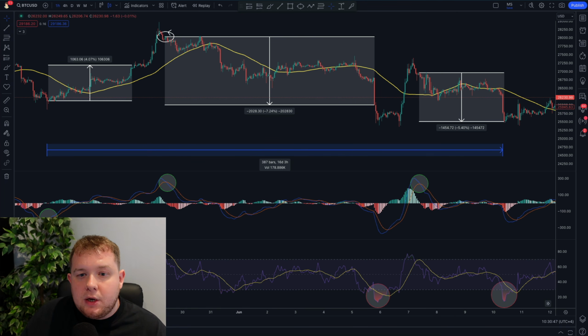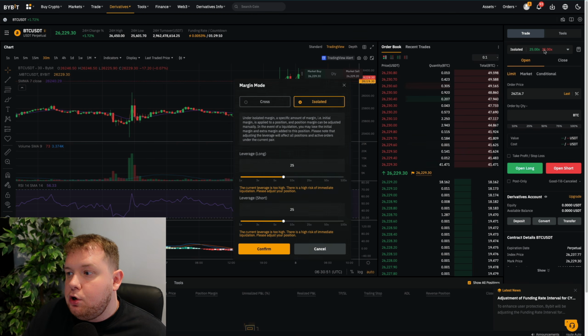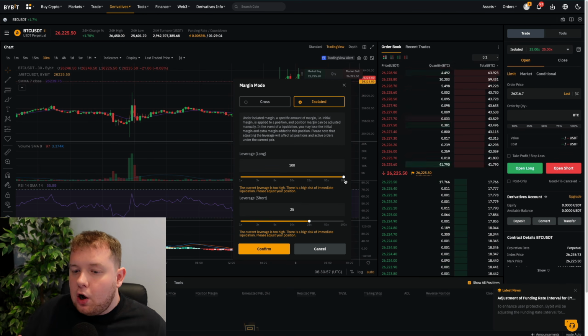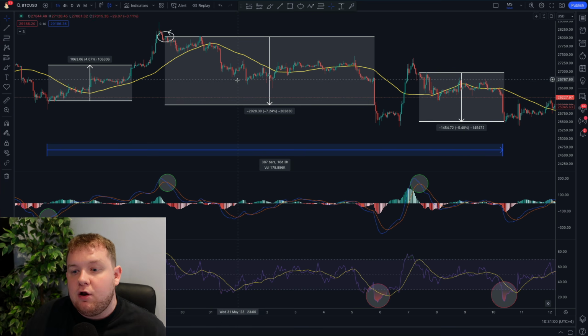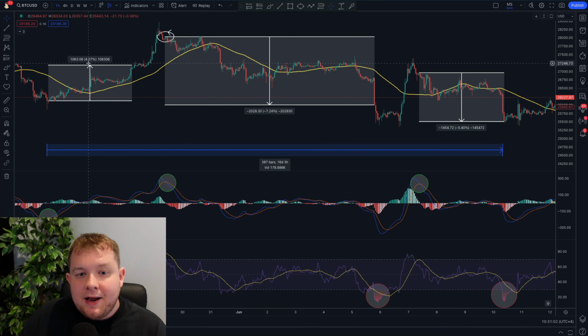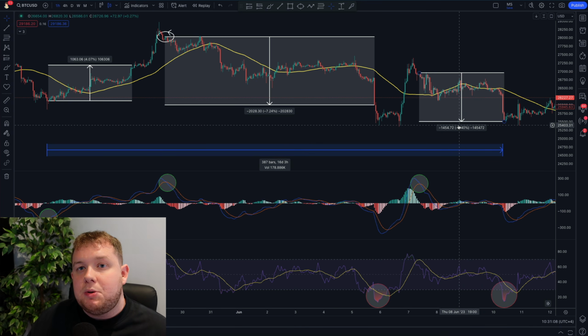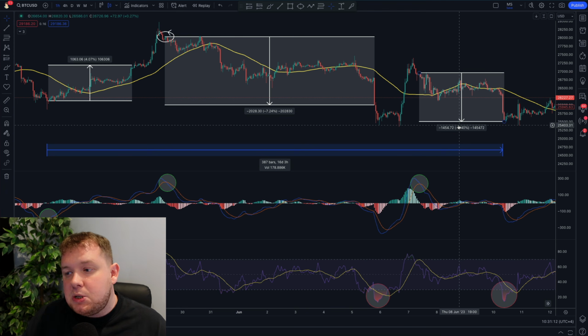Now, if you are using leverage on Bybit, which you can use up to 100x leverage right there, I really wouldn't recommend this. But if you are using leverage on Bybit, these trades can turn very profitable very quickly. For example, if you're using a 10x, this could be 40%, this could be 70%, and this could be 50%. That's nearly 200% profitable trades in just the space of 16 days trading.